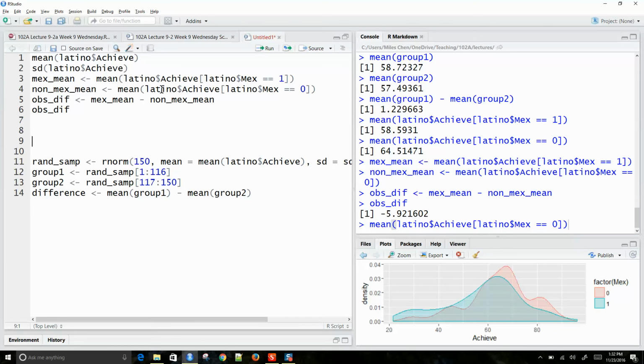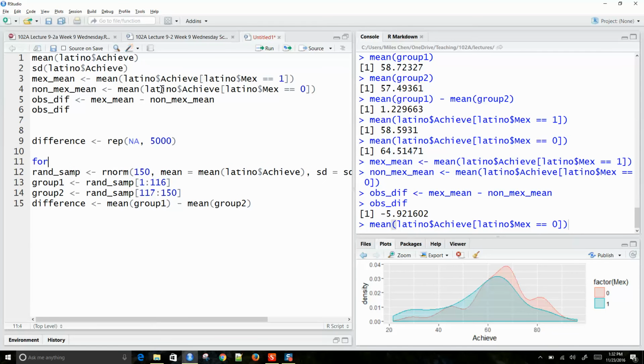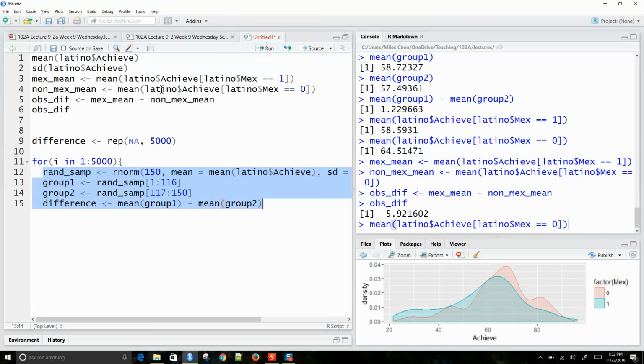Okay, and so let's just build a loop here. We'll do differences will be a vector. We'll put 5,000 in here, okay? And we'll do for i in 1 through 5,000. We're going to just run all of this, and we'll store this as differences. Oh, you just highlight it, and then you just hit tab.